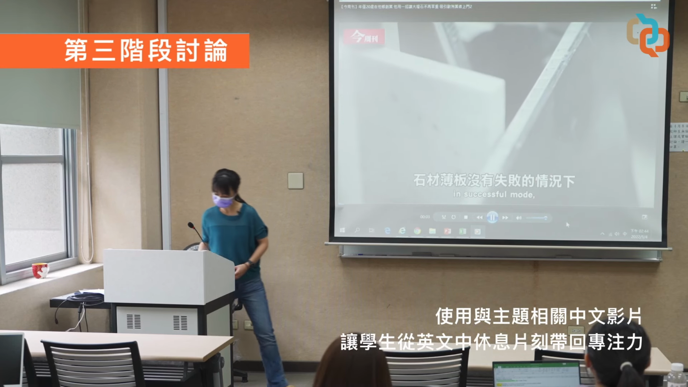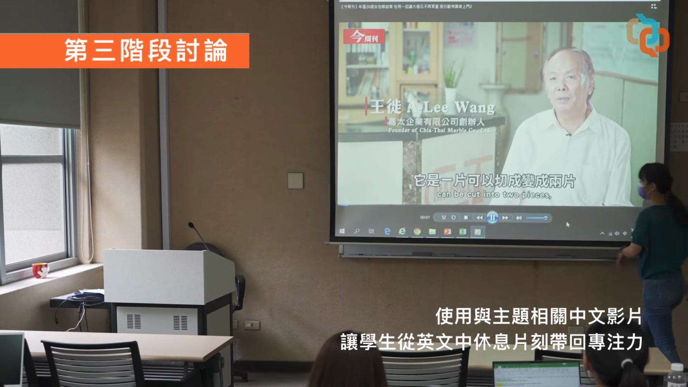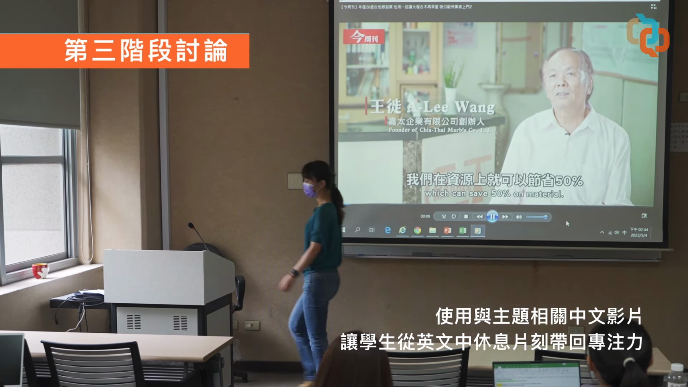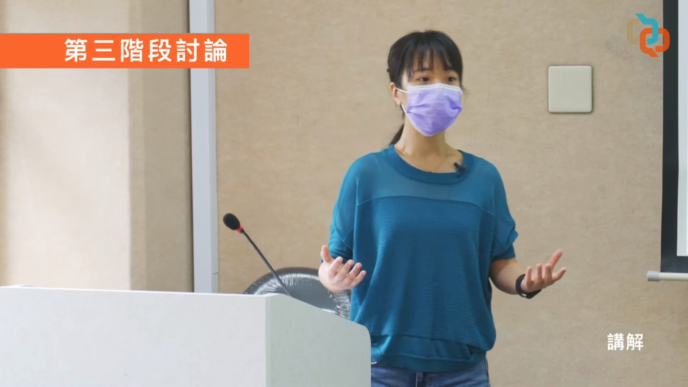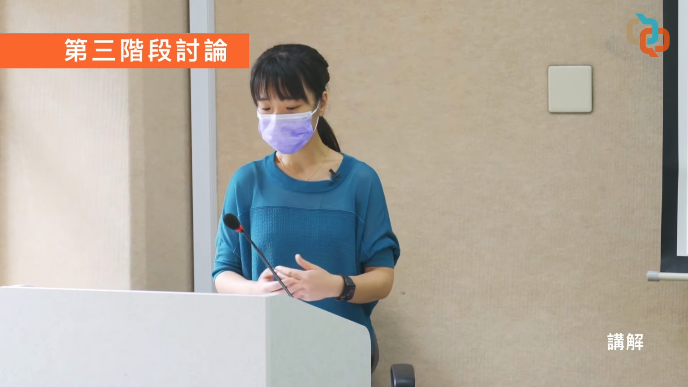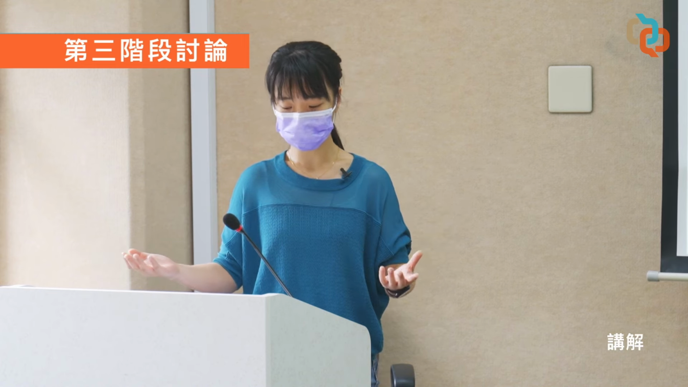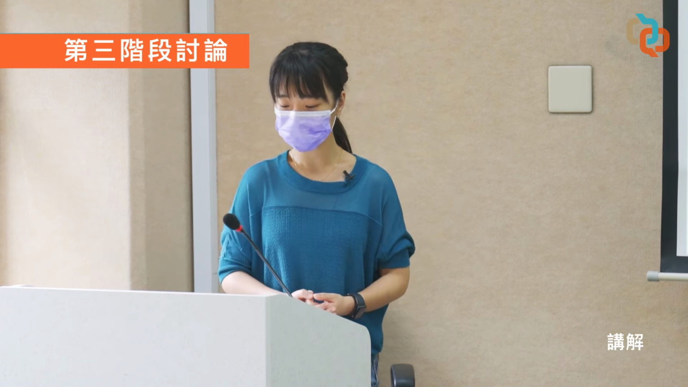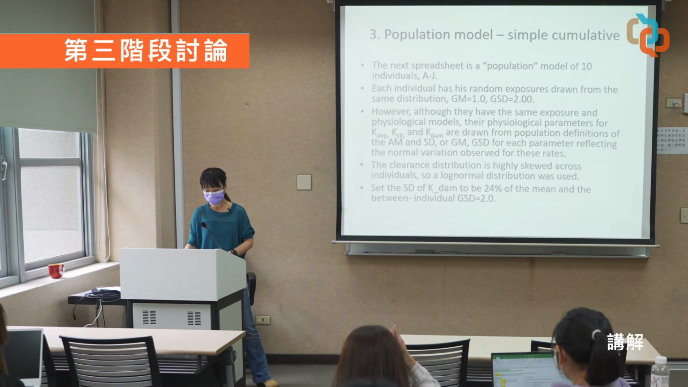Now we're going to have a population model, all right? And then we're assuming that the people's exposure has a GM of 1 and GSD equal to 2. And there are going to be 10 workers together.